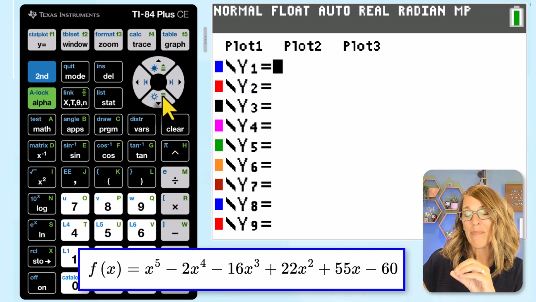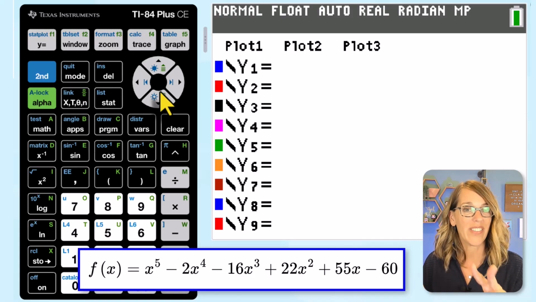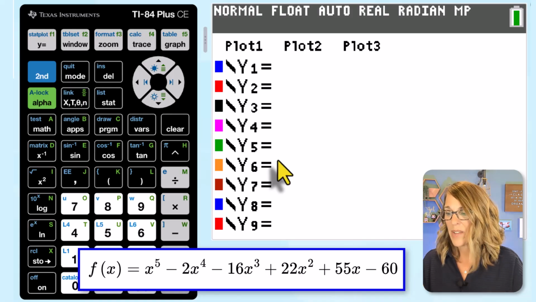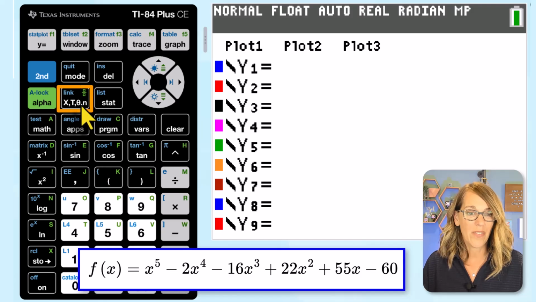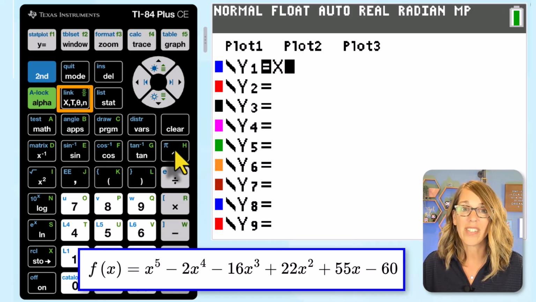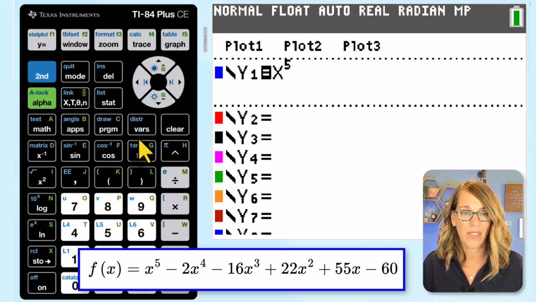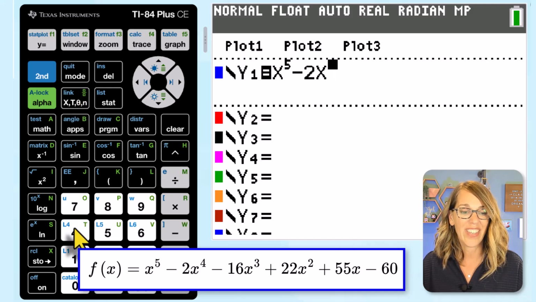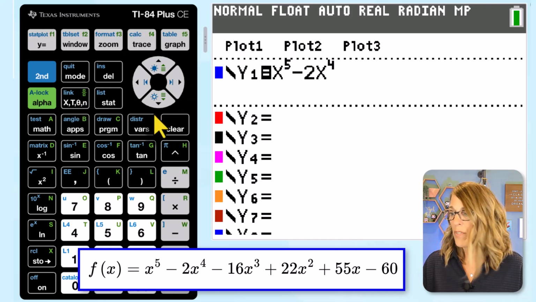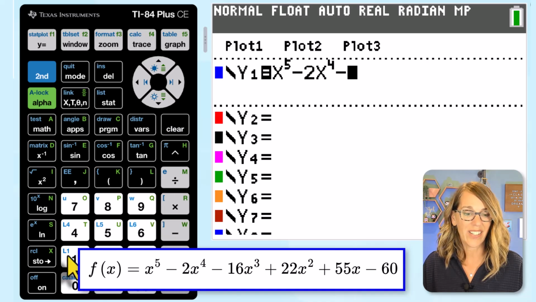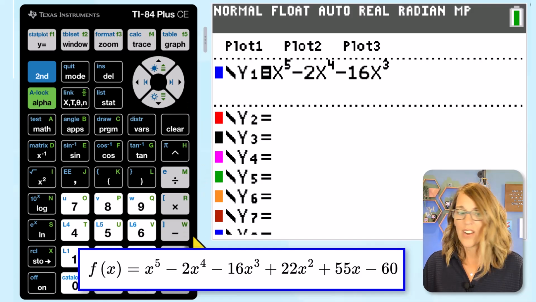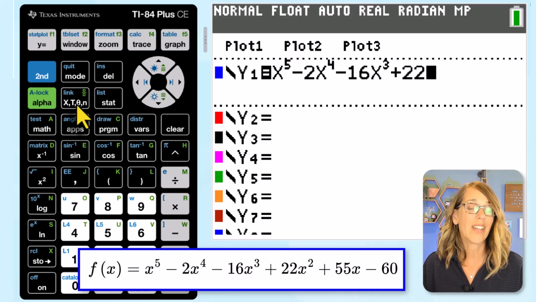It's a long one, but it's a long one because I've got two different methods that I want to show you. Okay, so here we go. We're going to type in x to the fifth, so going to our variable key, and then this caret above division, to the fifth, arrowing over with our right arrow, and then I need minus 2x to the fourth, so minus 2, variable x, that caret key again, and then the number 4. Arrowing over with the right arrow, minus 16x cubed, so 16x cubed. And then right arrow, and then we want plus 22x squared.